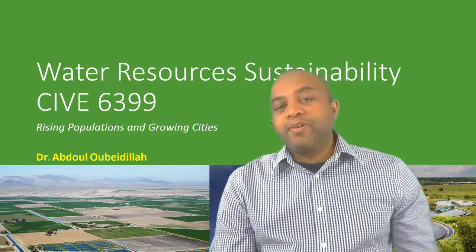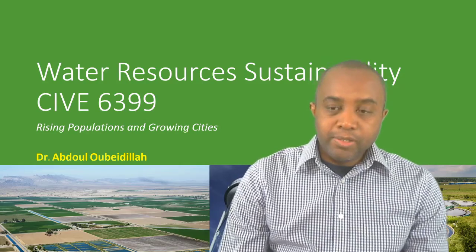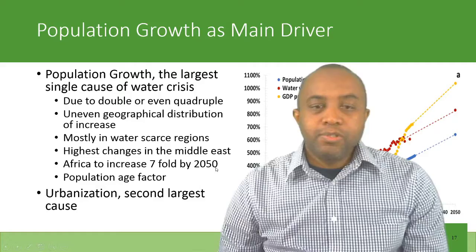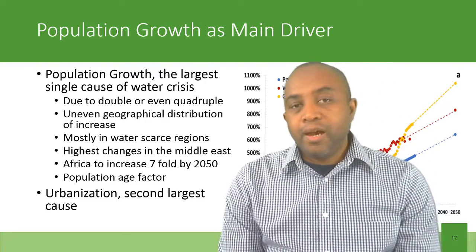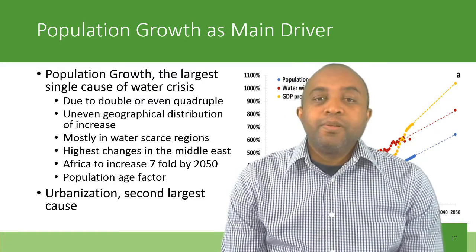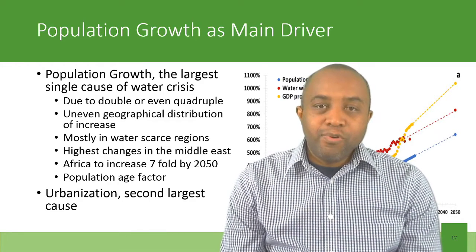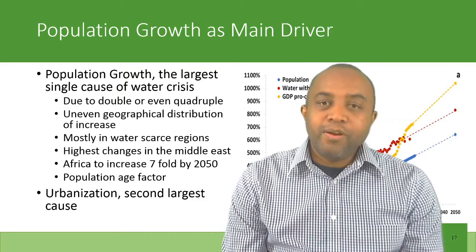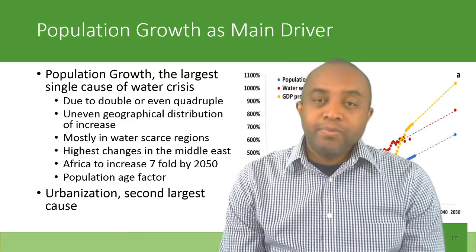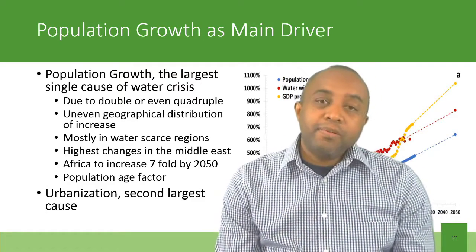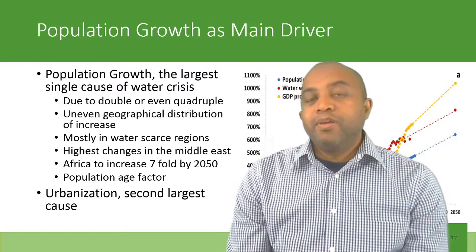Of course, as we already discussed in the last video about the distribution and the water availability, I think I already showed this graph here: population growth is always indexed as the main culprit when it comes to not enough water for people. So population growth is set as the main or the largest single cause of water crisis. I'm going to ask you at the end what you think about this assertion, because we've seen that there are many drivers of the drop in water availability per capita.